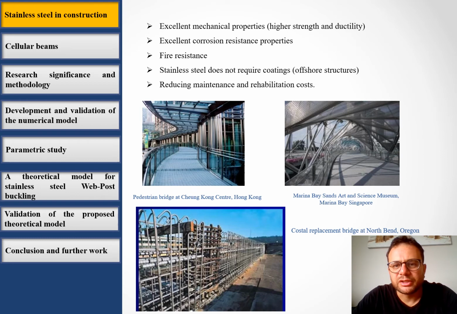Stainless steel in construction. Stainless steel is widely used in construction because it has excellent mechanical properties like high strength and high ductility, excellent corrosion resistance, and higher fire resistance, and stainless steel doesn't require any coating. Therefore, the maintenance and rehabilitation cost will be dramatically reduced. This shows a number of examples of stainless steel being used either as a cross-section or as stainless steel rebar.